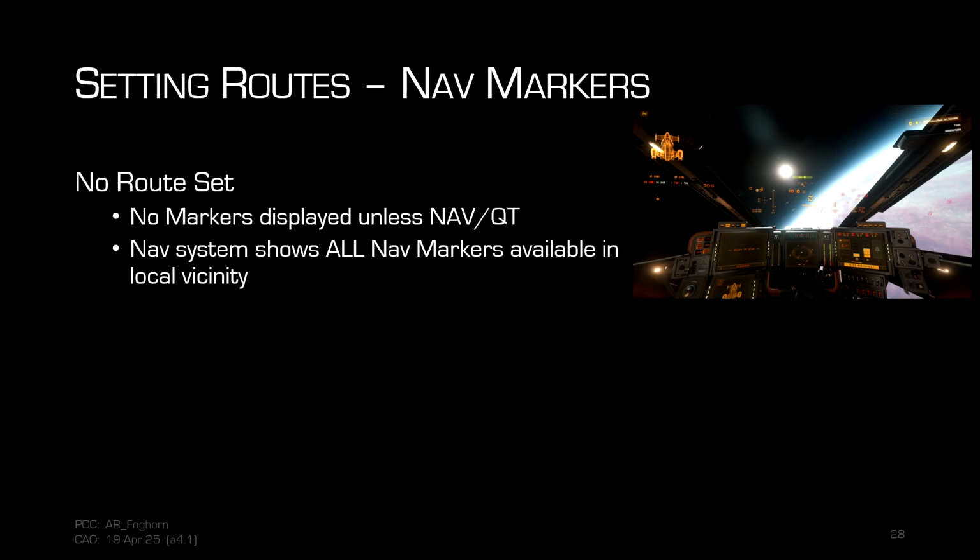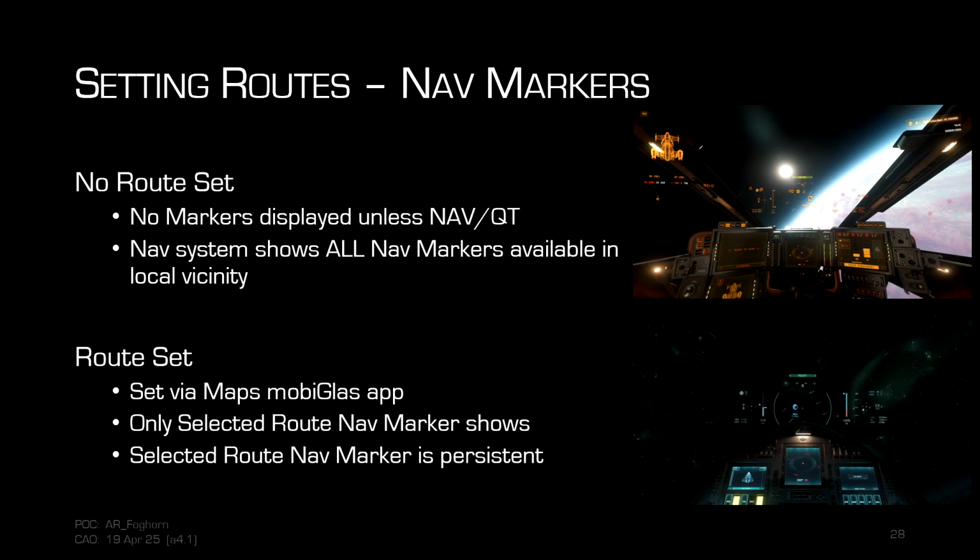So, setting routes. If you have no route set when you go into nav QT, you're supposed to get all of the nav markers that are jumpable for you in any direction that you happen to be pointing. So if you look around, there should be markers all over the place. If you decide to go into maps on the mobiGlas, which is now the name of the mobiGlas app, it's no longer Starmap. It's just called Maps now.